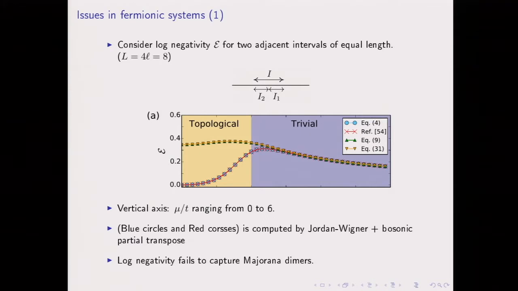But on the other hand, we of course think that something like a topological superconductor phase is entangled. It has a quantum correlation. So it seems like we have to somehow come up with a better way to diagnose the entanglement in the Kitaev chain. So that's issue one.